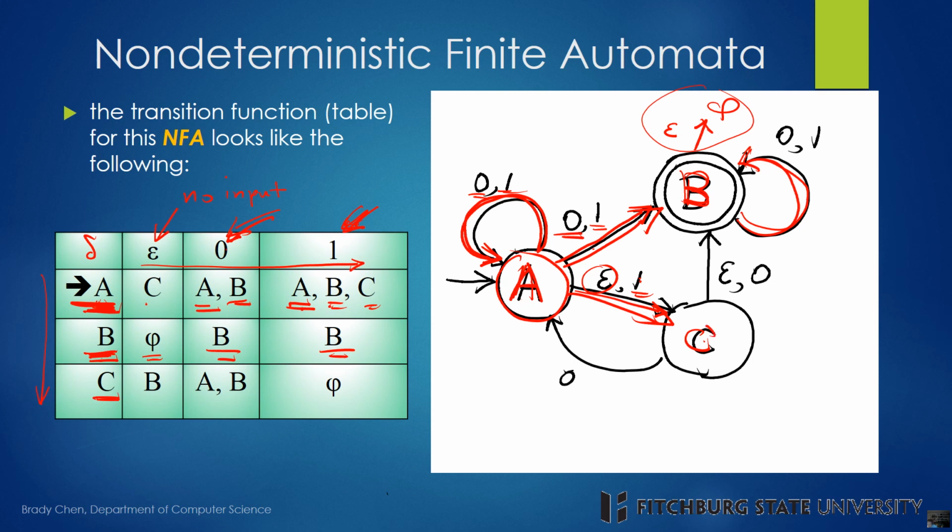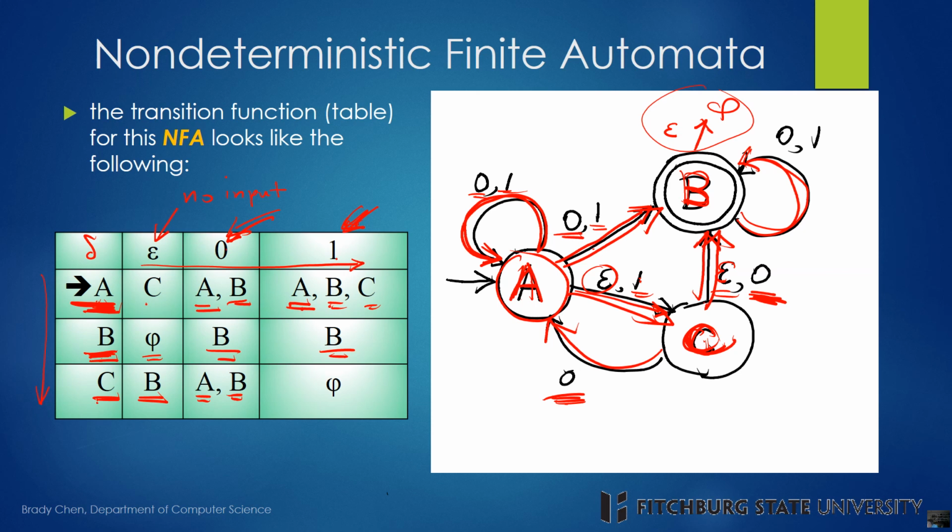Now what about C? If the current state is C, then we know that if the input is epsilon, it actually leads the machine to B. This one, C plus the epsilon. And now if the current state is C and the input is 0, then you will find out there are two possible destinations. C combined with input 0. So you can potentially go to A or go to B. A and B.